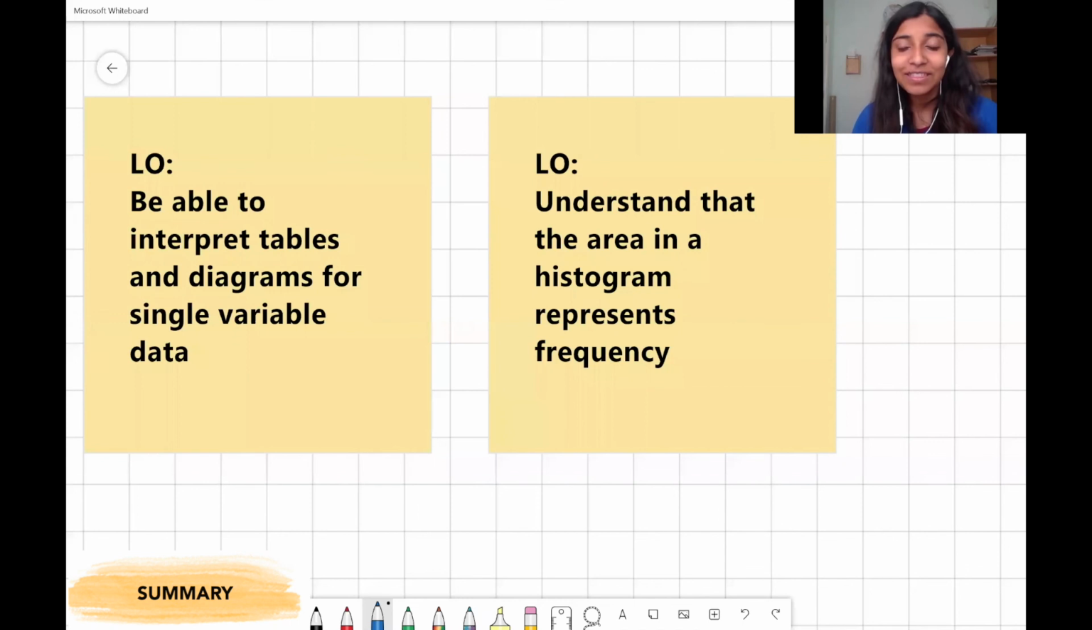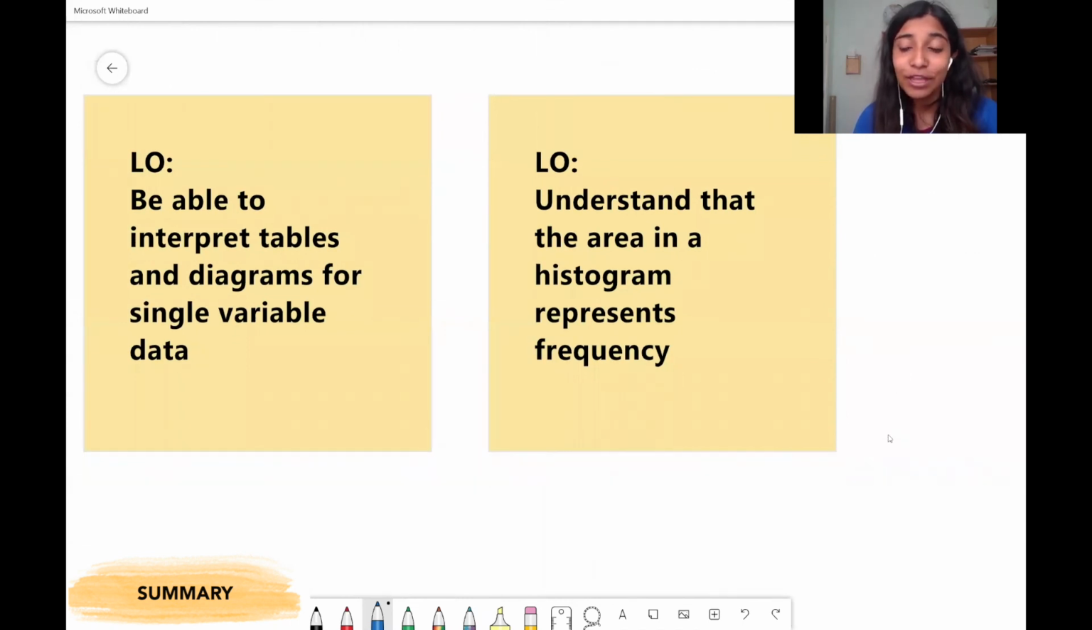So that's everything. Thank you so much, everyone. Hope you found that useful, and you can now interpret tables and diagrams for single variable data, and you also understand that the area in a histogram represents frequency. So make sure you do some practice questions to fully understand how all these different tables and diagrams work, and how they represent different types of data.